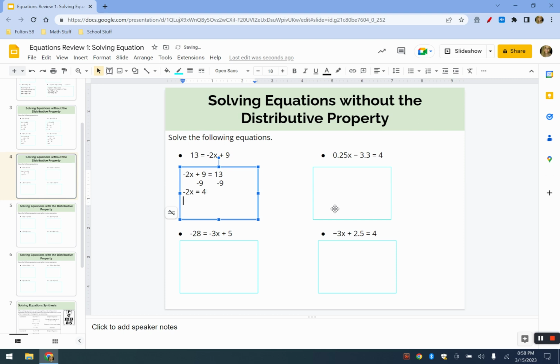Now, one thing that we tend to mess up on here is when we divide by the number in front of our variable, we tend to leave off our negative sign. Do not forget to include that negative sign when you divide. So we're dividing by a negative 2 on both sides, because that will definitely change our answers. So we are left with x on the left, and 4 divided by a negative 2 is negative 2.